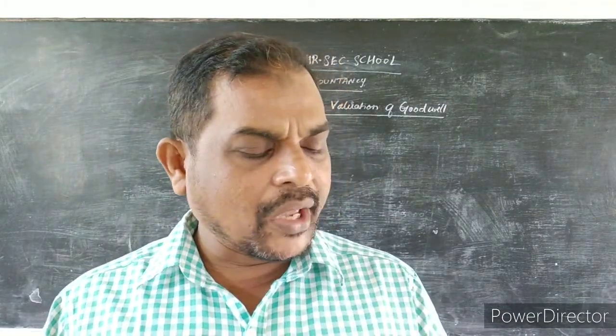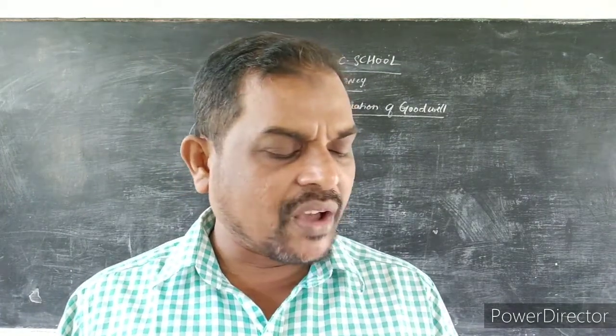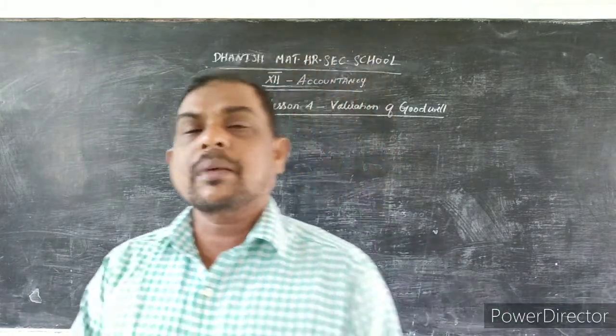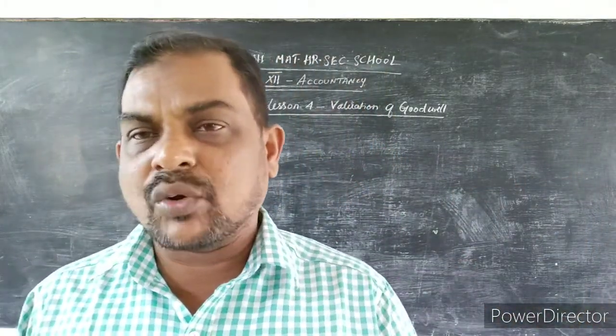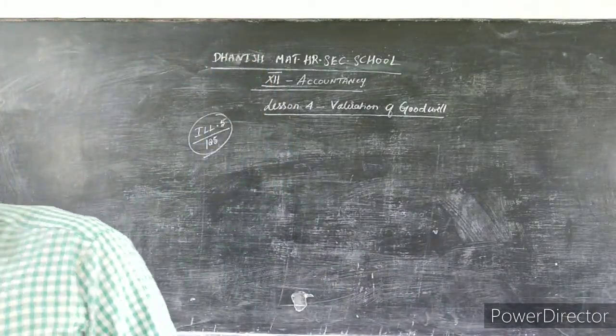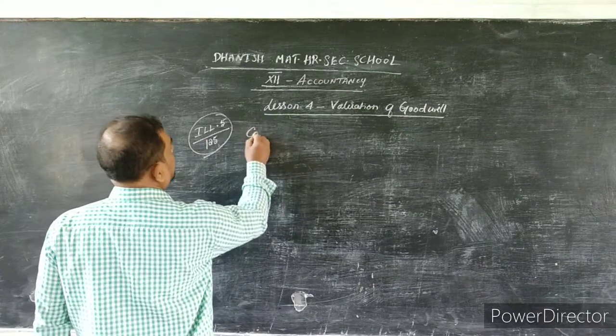Okay. You are required to calculate the valuation of goodwill on the basis of 2 years purchase of the average profit of the last 3 years. So, as in the previous sum, where we calculated the adjusted profit, likewise we have to calculate here also. Now I will prepare the calculation of adjusted profit.